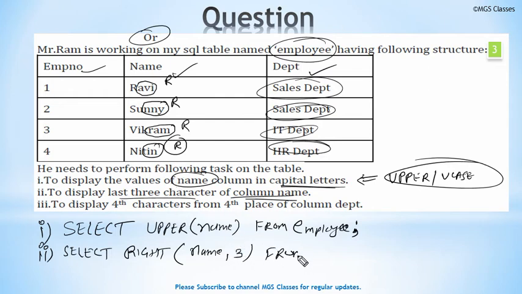From which table do you want to display? From the employee table, because in the question it is asked to write down the SQL query based on this table. Okay, that's why we have used the employee table in the from.